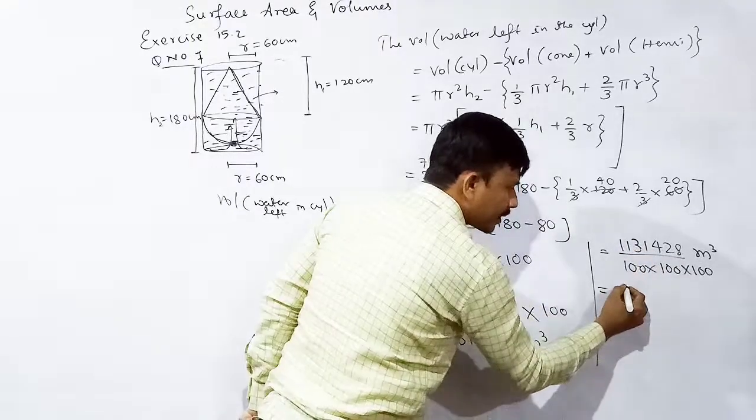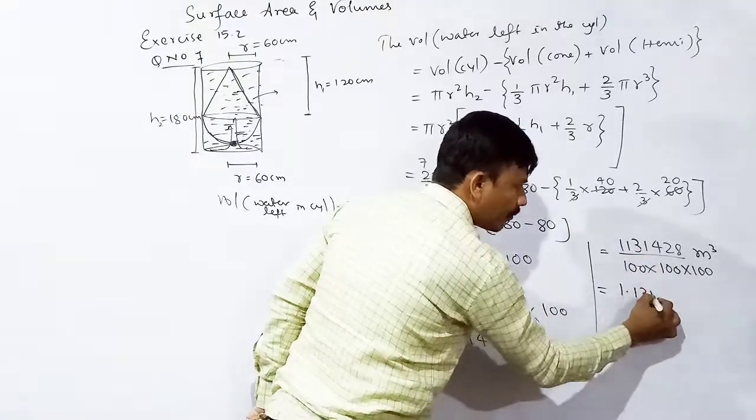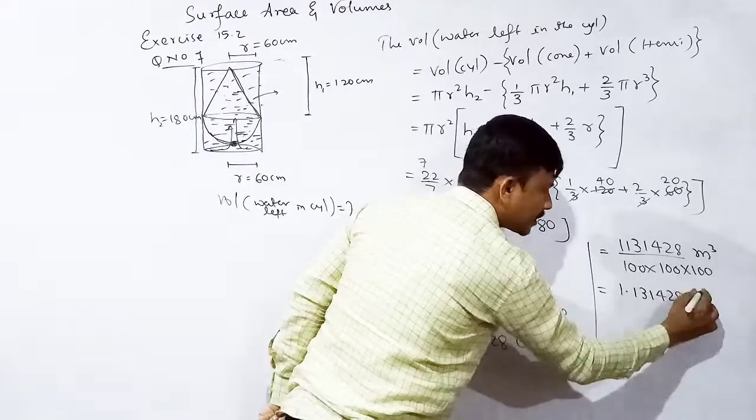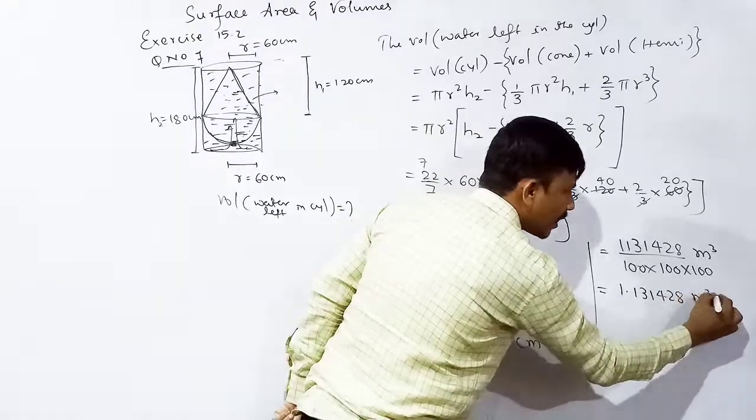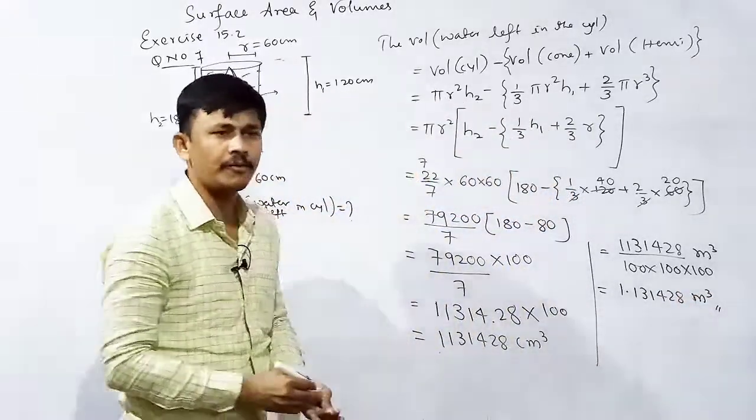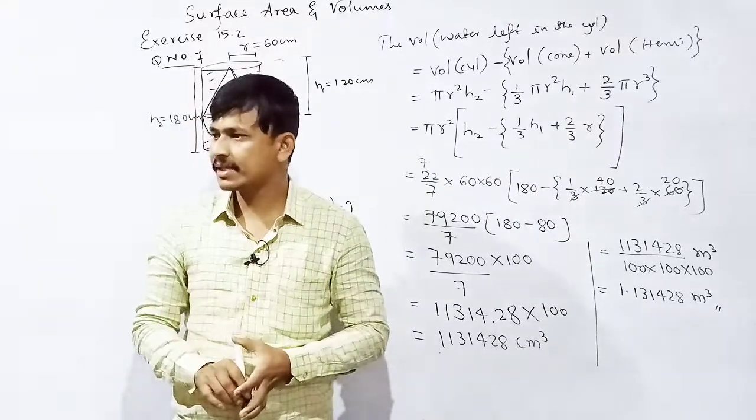1.131428 meter cube is the answer. This is the volume of water left in the cylinder. Question number 8, very important question.